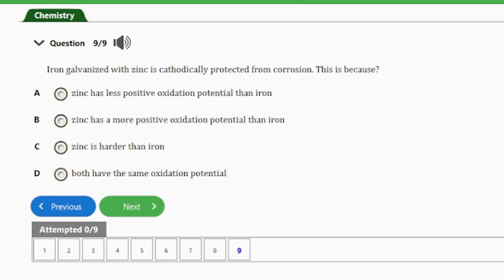So guys, the answer to this question is option B here. Zinc has a more positive oxidation potential than iron. Zinc is more readily oxidized than iron because zinc has a lower reducing potential. Since zinc has a lower reducing potential, it's more active metal. So thus, this zinc will be more readily oxidized before the iron. So that's it for that question.